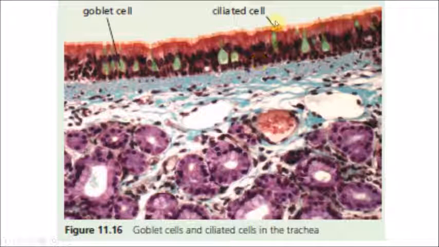This is just a picture of the ciliated cells with all the hairs there, not very clear, and then the goblet cells are just underneath, and you can see them. There's a tiny pore there where it would secrete mucus onto the lining of the epithelial cell.